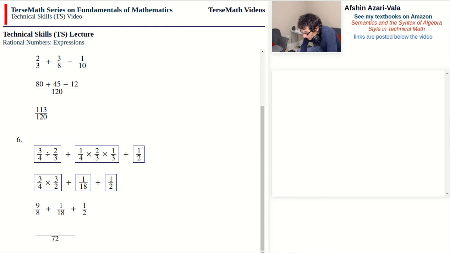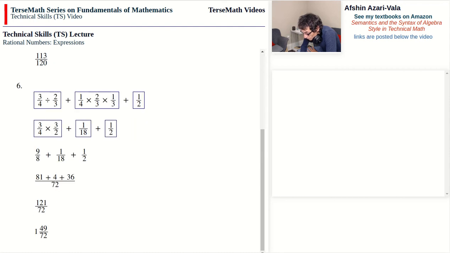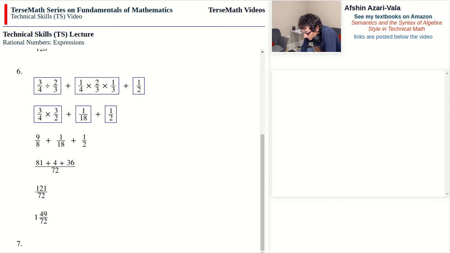Least common denominator turns out to be 72. And in sequence, we divide by the bottom and multiply by the top. 72 divided by 8 is 9. 9 times 9, 81. 72 divided by 18 is 4. 4 times 1, 4. And 72 divided by 2 is 36. Multiplied by 1, 36. We get 121 over 72, which is 1 and 49 over 72.